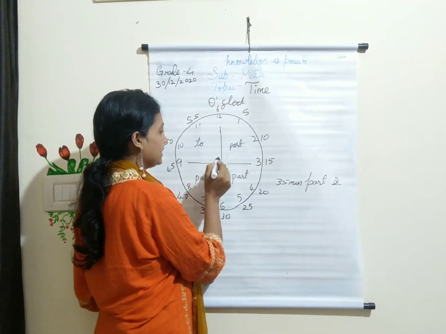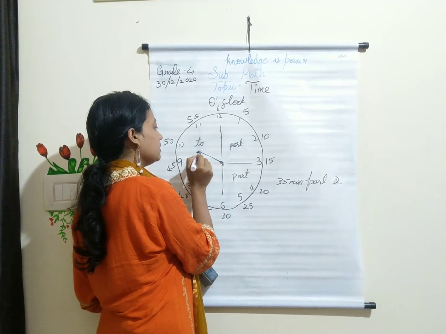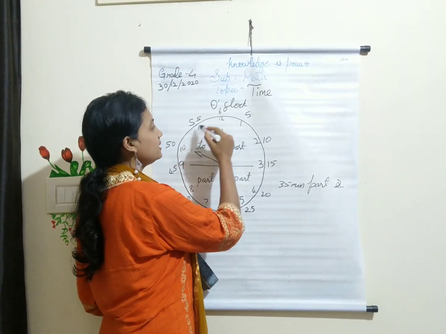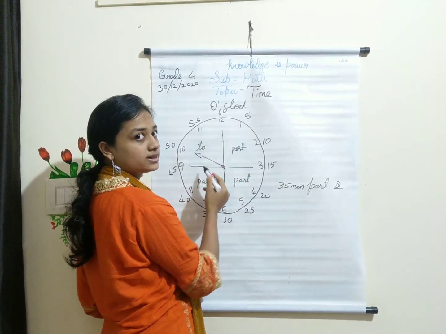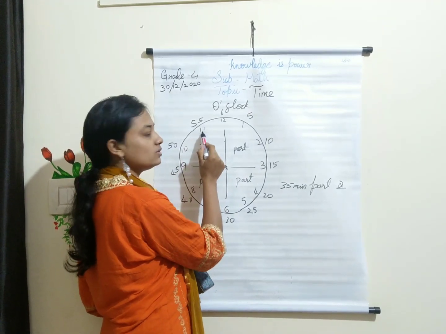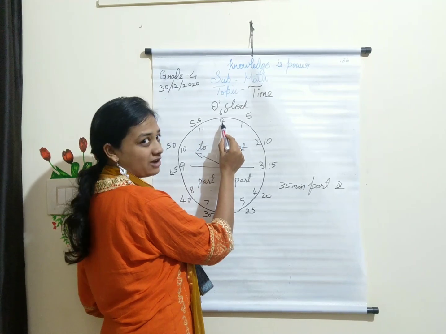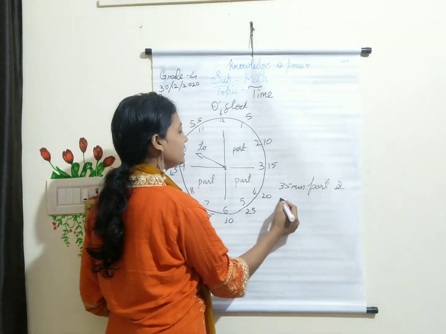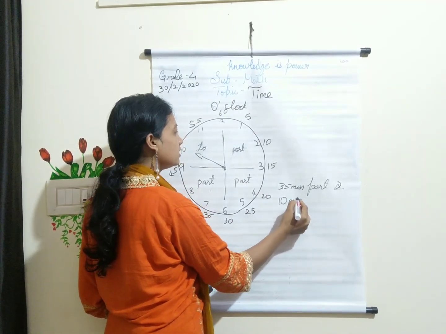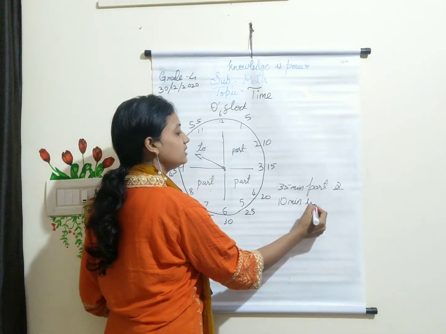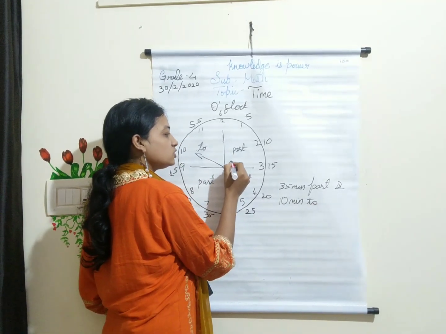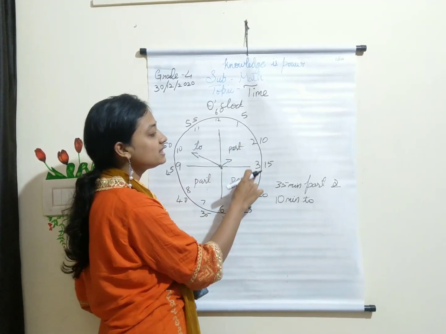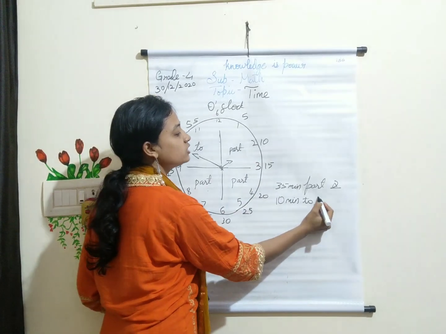When my big hand is in the 4th part, example, when it is showing 10, I should just calculate how many minutes are remaining to make one full round for this hand. If you see here, from 10 to 11 you have 5 minutes, 11 to 12 another 5 minutes. Totally it needs 10 minutes to complete one full round. So you will say 10 minutes to. Whichever number my small hand is showing, I should not say that number. I should say the next number. So if it is showing 2, I should say 3. So the time is 10 minutes to 3.